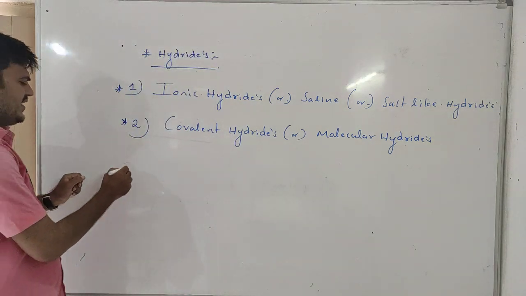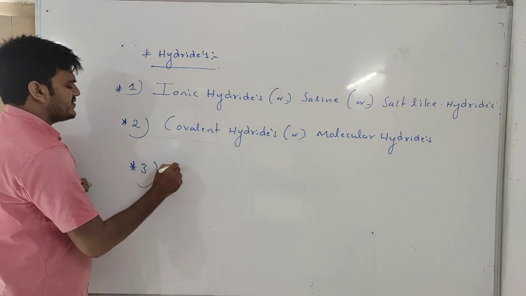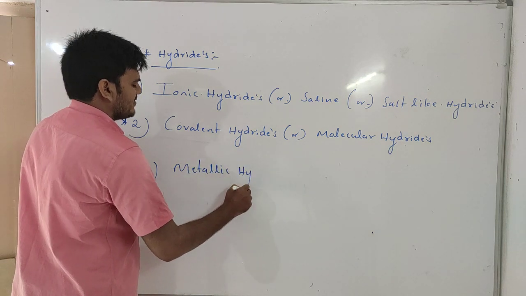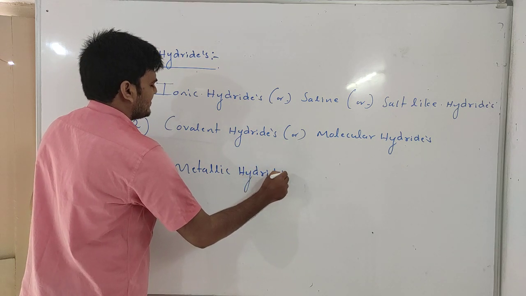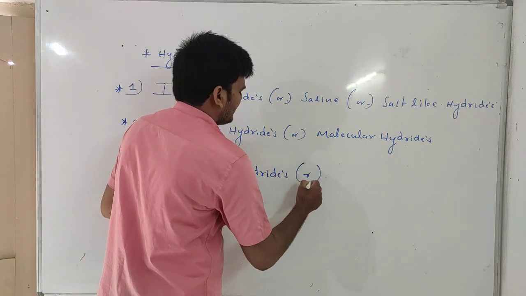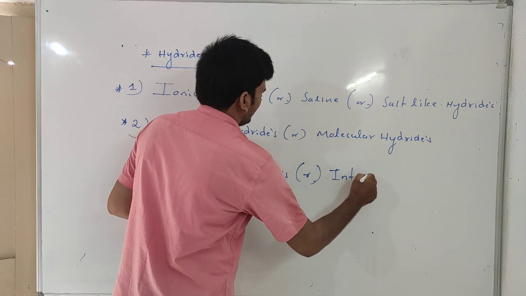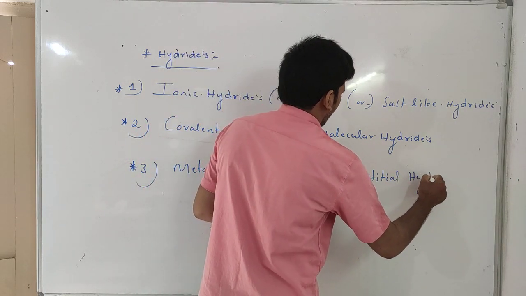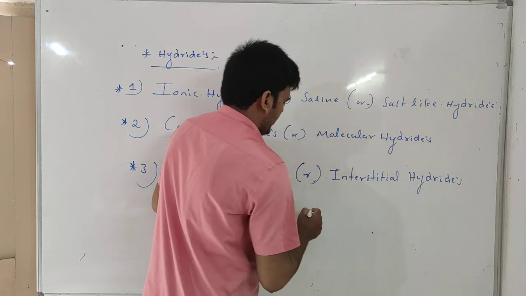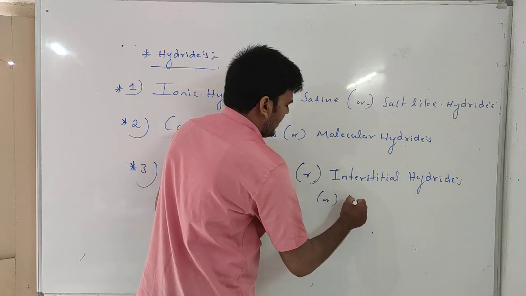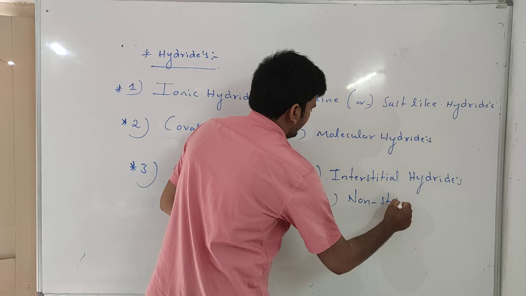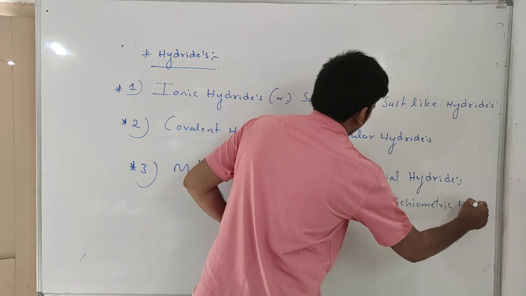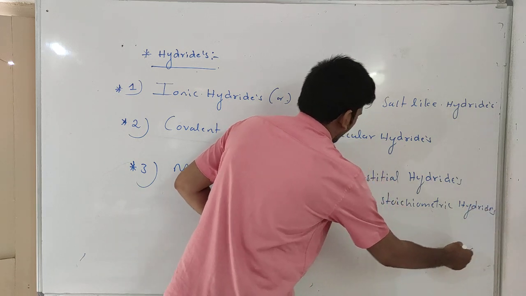And third one is very important, metallic hydrides, or interstitial hydrides, or non-stoichiometric hydrides. So hydrides are classified into three types.